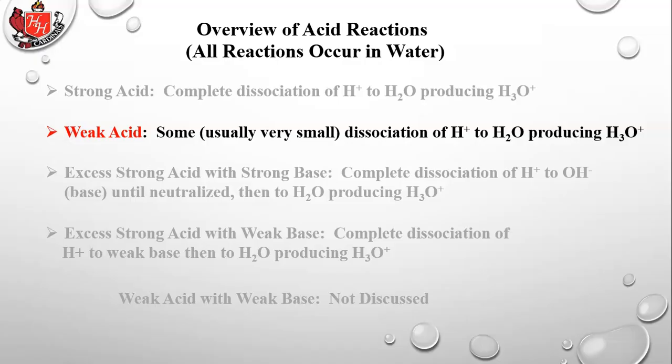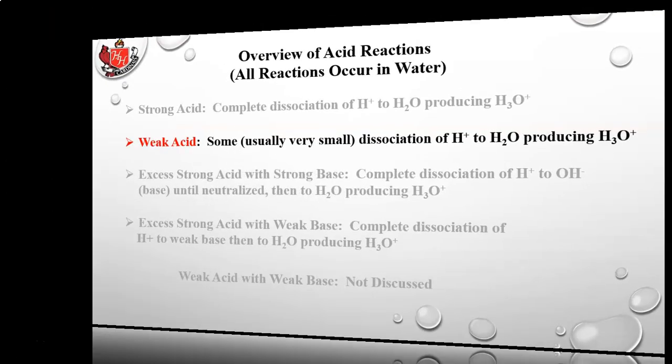Now let's look at weak acids, and we've talked about this. There is usually a very small dissociation of protons to H2O to produce hydronium ions. Again, H+ and H3O+ are the same thing, because they will all go immediately to a water molecule. Now, it's with weak acids that we need to use ICE tables and the law of mass action, what we've been doing for the last few lessons. You don't need to use those for strong acids, but you do need to for weak acids.